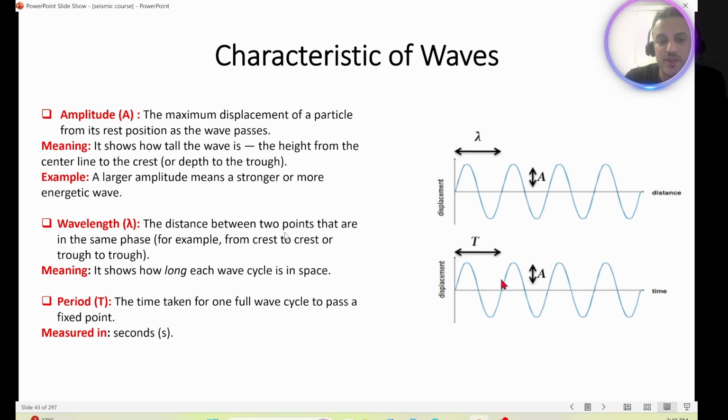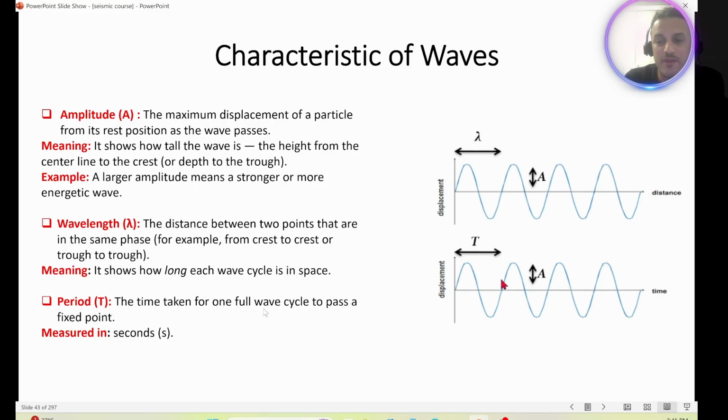It is the distance between two points that are in the same phase, for example from crest to crest or from trough to trough. It shows how long each wave cycle is in space.